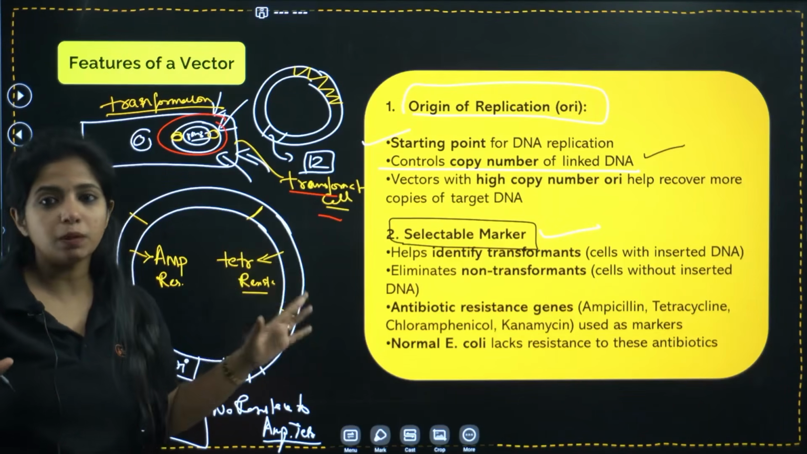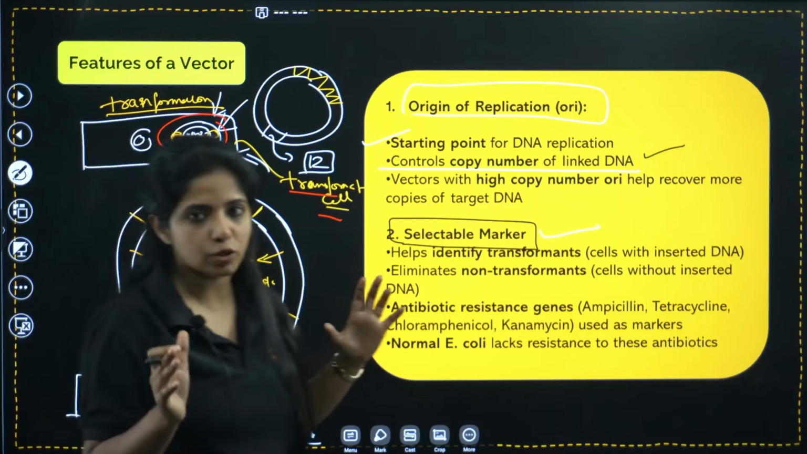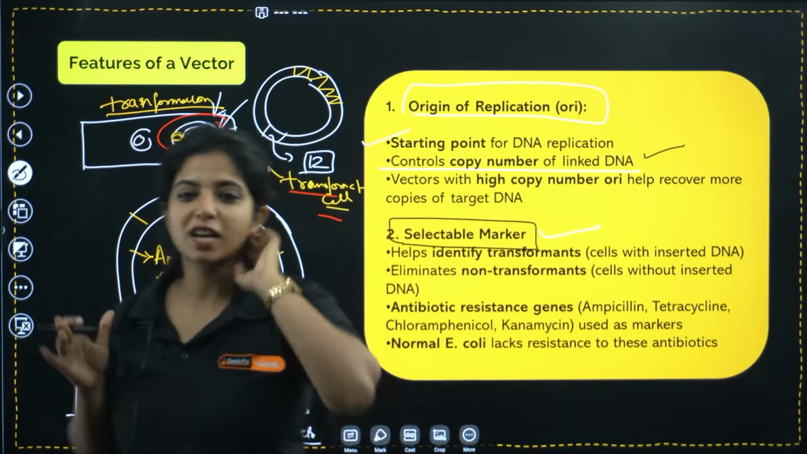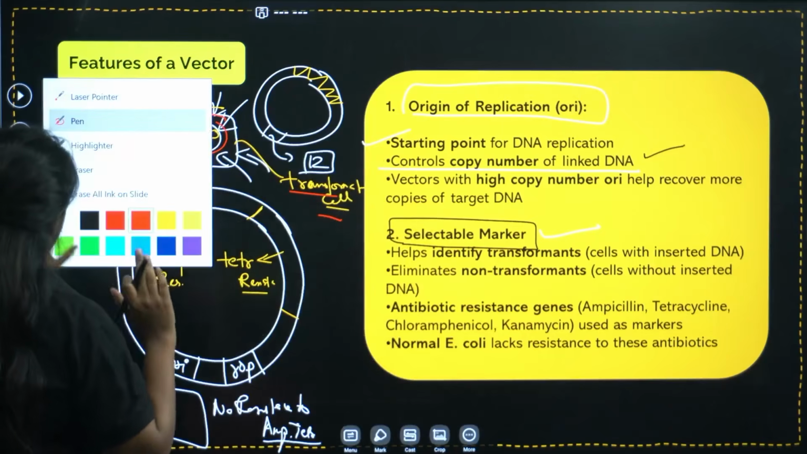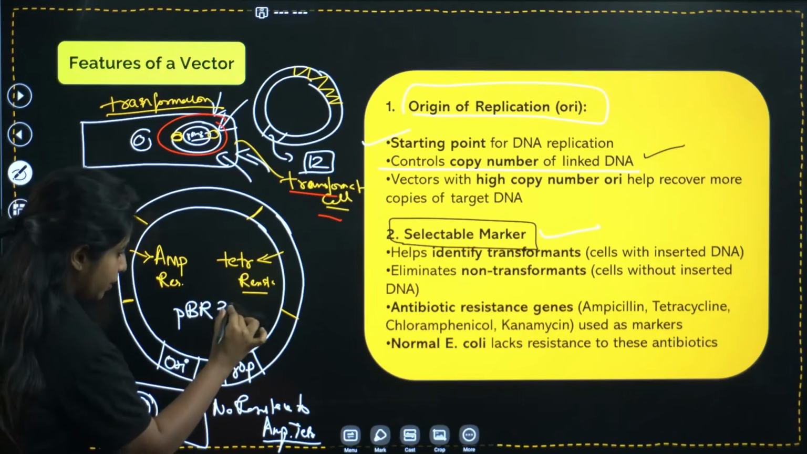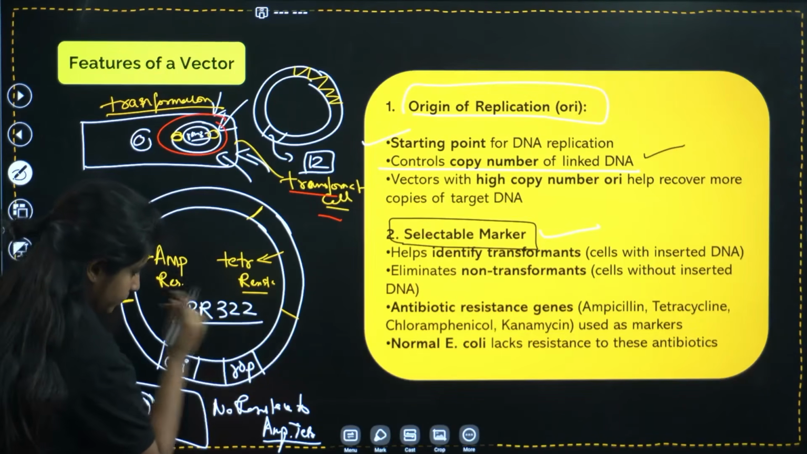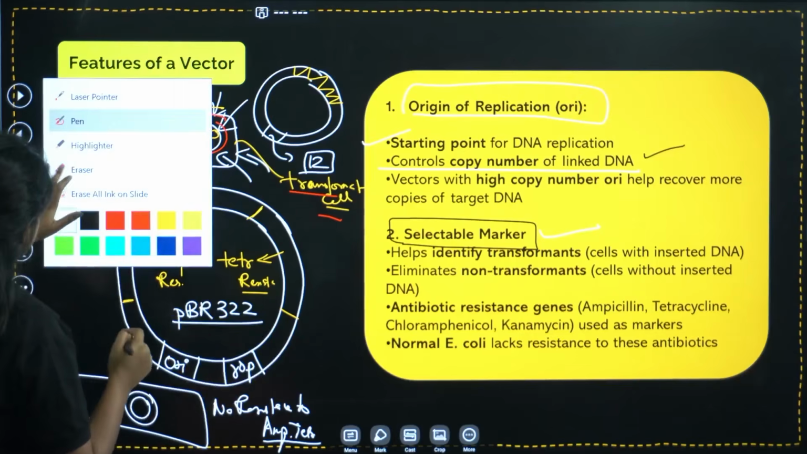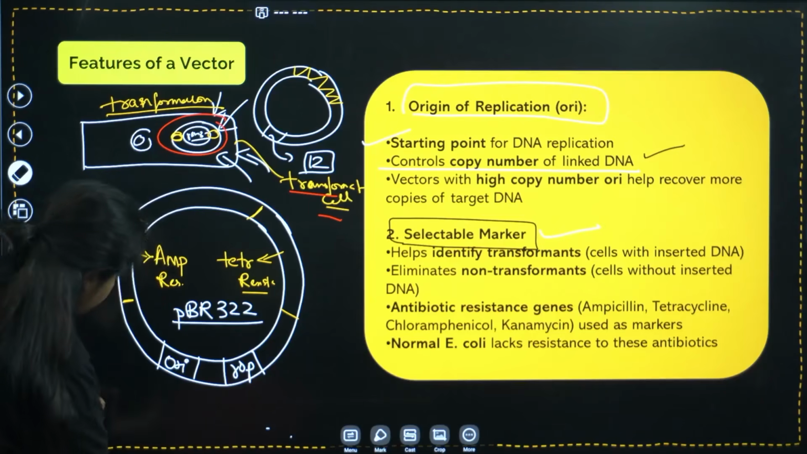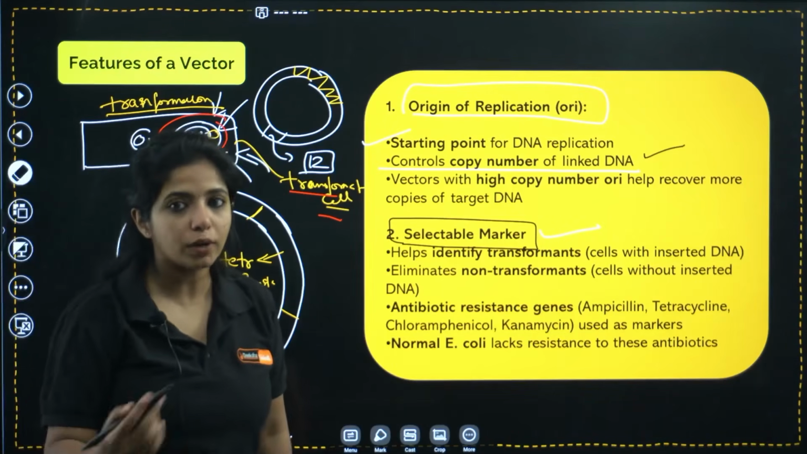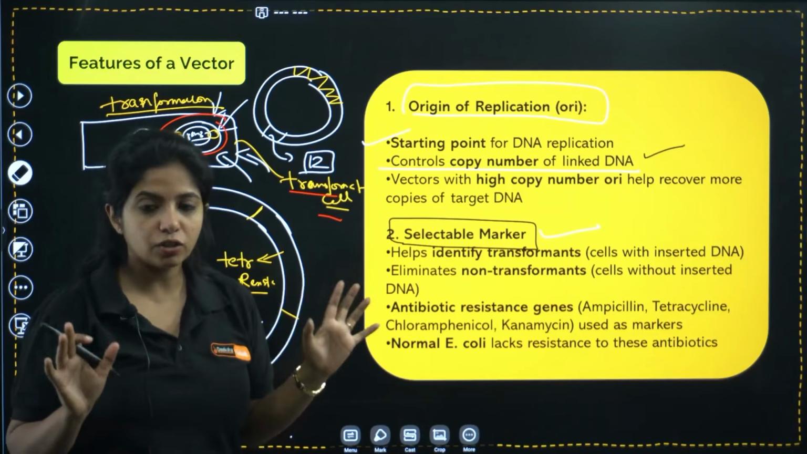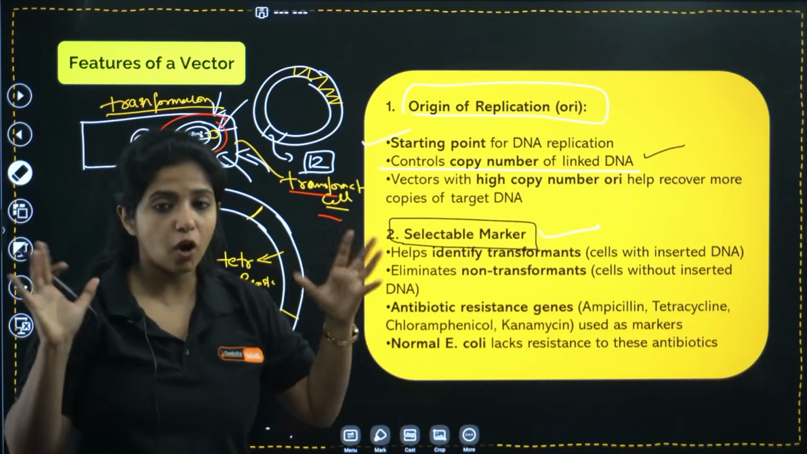Selectable markers should be an ideal feature of a plasmid. That is a very, very important thing. It should be there in a plasmid. Then we say that this plasmid is really, really good. Now listen to me carefully. So this is pBR322. Now, over here, I want your attention. Until now, we have not spoken about recombinant cells. We spoke about transformant cells, the ones that have taken up the new DNA. We didn't speak about recombinant cells.